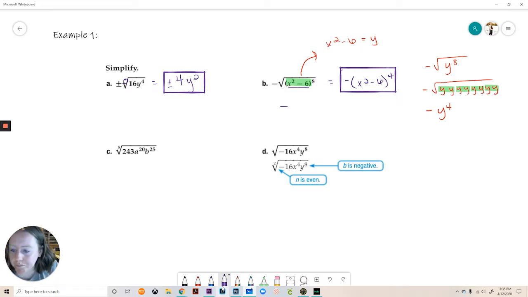Okay, part C. So there's a lot going on in part C. We've got 3 different parts. We've got a coefficient, we've got an A, and we've got a B, but we're taking the 5th root now. So what we're doing is finding groups of 5. I'm going to look at 243 and think, is there a number that when I multiply it by itself 5 times is 243? You can even get a calculator out for this part. Find the 5th root of 243.